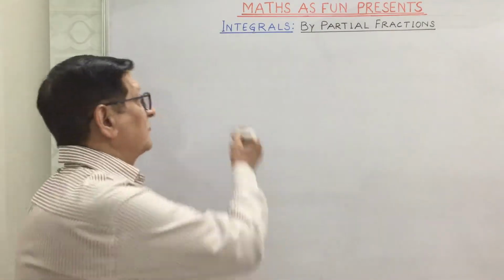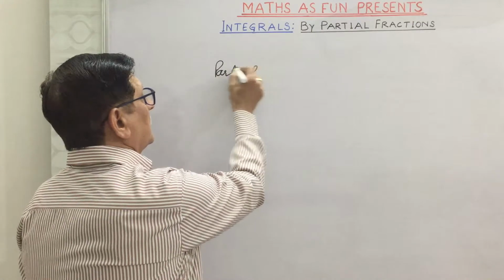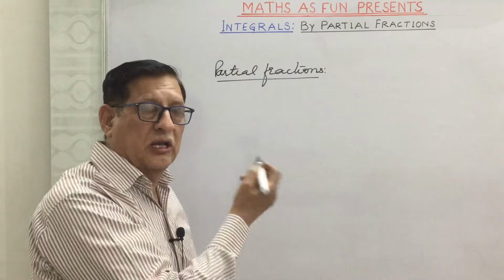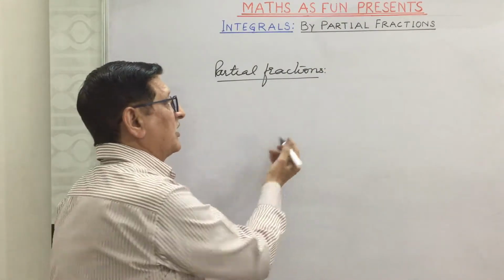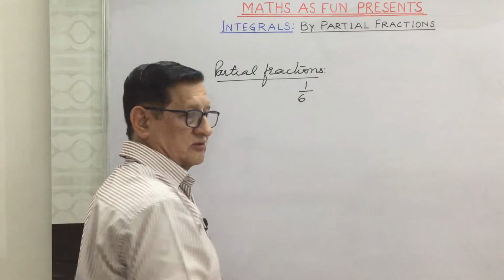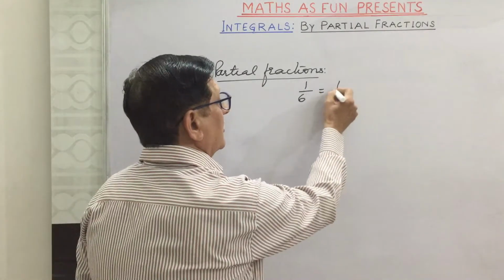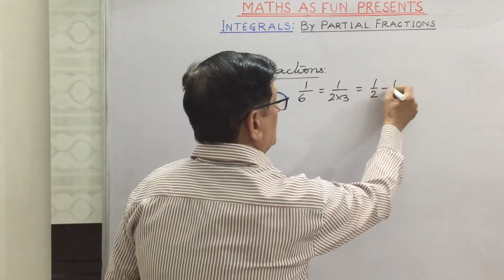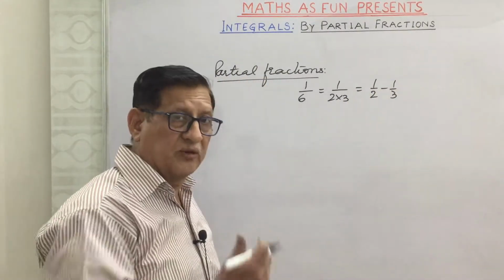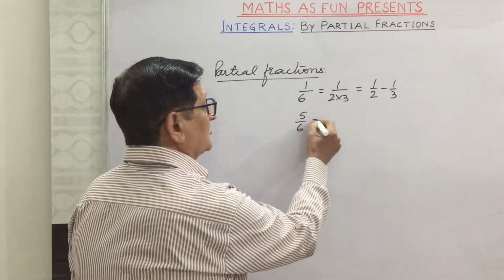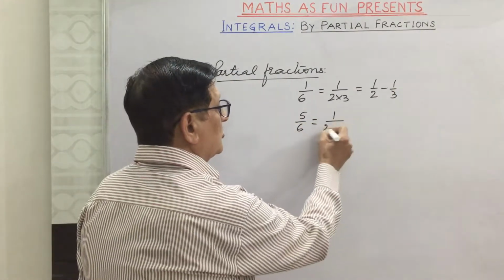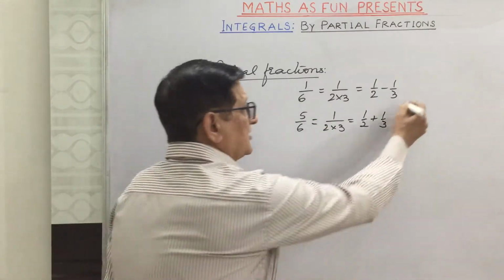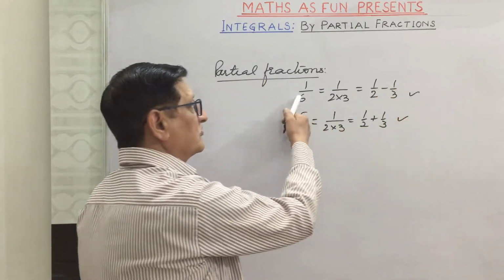What are partial fractions now? Let's learn partial fractions. I will explain it with the help of a rational number. Suppose we have a rational number 1 upon 6. We know the factors of 6 are 2 and 3. So, can we write this as 1 upon 2 minus 1 upon 3? One more example. Suppose we have 5 upon 6. The factors of 6 are 2 and 3, we can write this as 1 upon 2 plus 1 upon 3. So these are known as the partial fractions of these numbers.